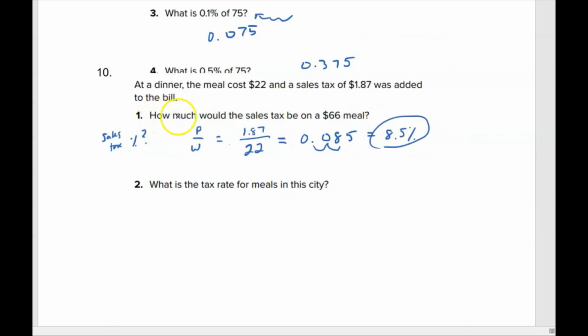So the question asks, how much would it be on a $66 meal? Okay, well, now if my total is $66, I'm going to multiply that by 0.085 because that's my sales tax. It would cost me $5.61 for tax on a $66 meal. Okay, again, that's fine if you use your calculators for this. And number 2, we kind of already answered. What's the tax rate for meals in this city? Well, that's just the 8.5%. We kind of had to do that first to find this one. We kind of had to work backwards here.